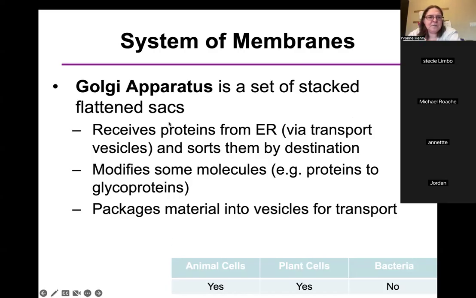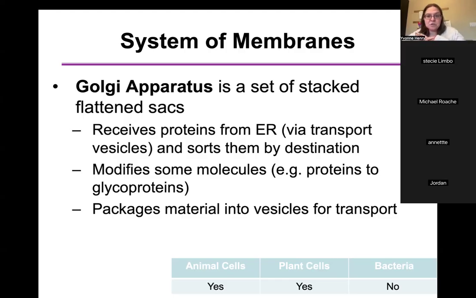So the Golgi is a set of stacked, flattened sacs, is how it's described. So I kind of think of smushed pancakes. When we see the picture, it might make sense. And it will get these little vesicles coming from the endoplasmic reticulum that will go into the Golgi and fuse with the membranes of the Golgi. And then it will modify the proteins again some more.